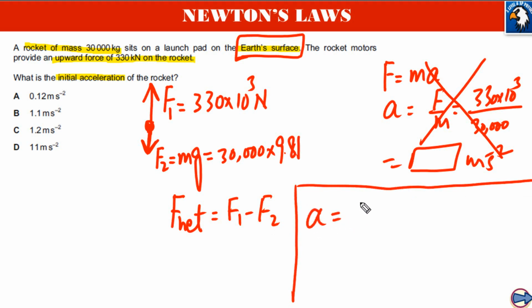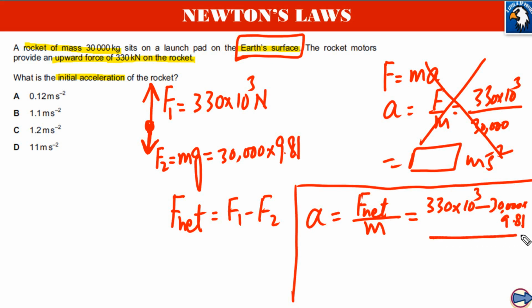So we can say that a is equal to F net, meaning the resultant force on the rocket, divided by its mass. The resultant force in this case is the upward force minus the weight. Here we write down the weight, which is mass multiplied by 9.81, and all of it we divide by the mass. If we do this, we will get our answer, 1.2 meters per second squared, and this is our final answer.